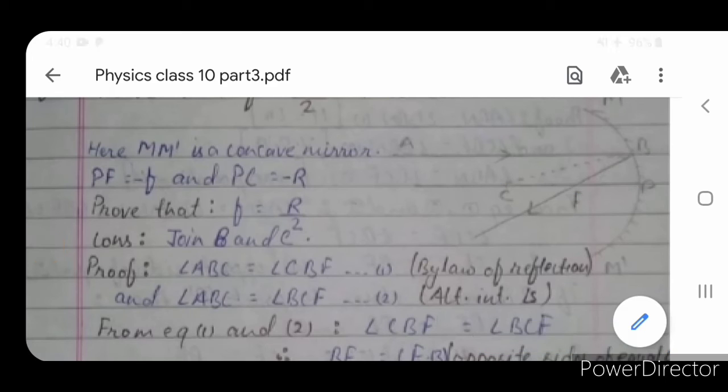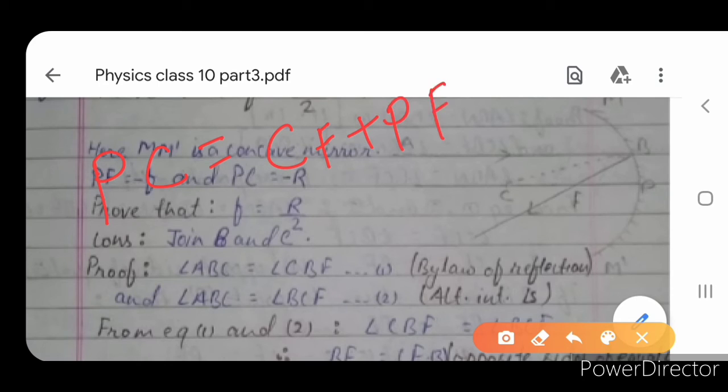Now look here, PC is equal to what? PC is equal to CF plus PF. And PC is the radius of curvature. So R is equal to CF plus PF. Instead of CF, we can write PF because these are equal. So R is equal to PF plus PF.